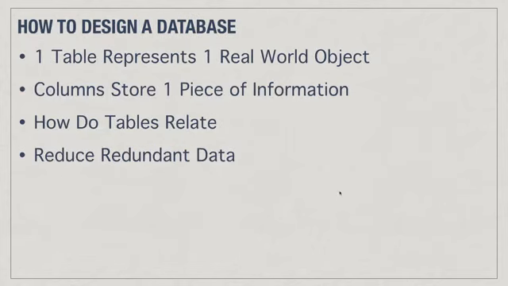Now, whenever you are designing a database, it's very important to understand that each table should represent one real-world object. Also, each column stores one piece of information about that object. You should define how tables may relate to each other using either primary or foreign keys or both. And you need to reduce redundant data, and this is called normalizing databases.